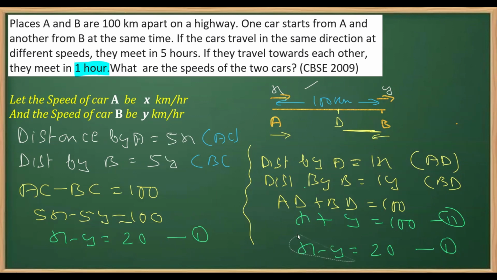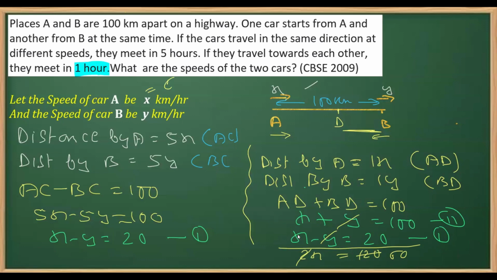Right. I'm going to add these two equations. On adding, y and y get cancelled. So we get x plus x, 2x, and this is 20 plus 120. If I reduce it, I get 60. So the value of x we got is 60. So this is 60 kilometer per hour.